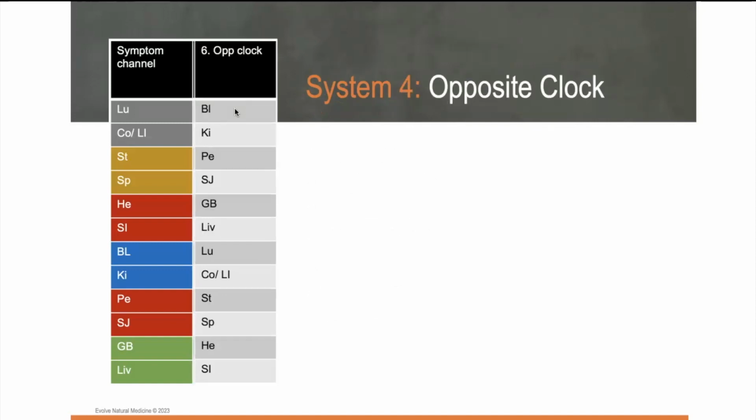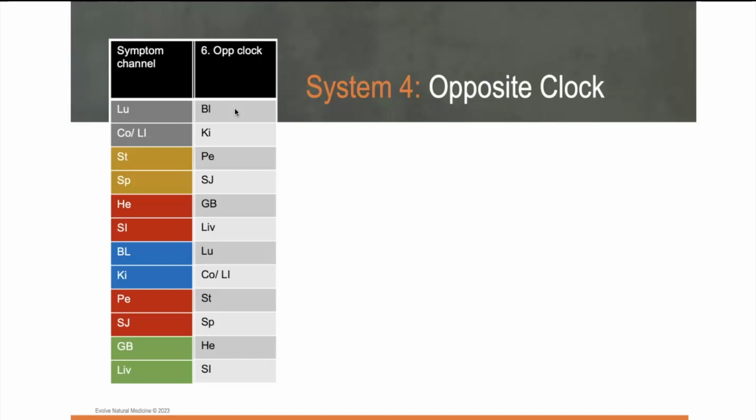System 4, again, probably not as hard to get your head around, but we need to be able to remember the opposite clock, to be able to work it out. And so what I found for me is I just gradually started to learn these by rote. And what I was taught early in the piece is the best way to learn these is to write this table out every single day until you know it back to front.